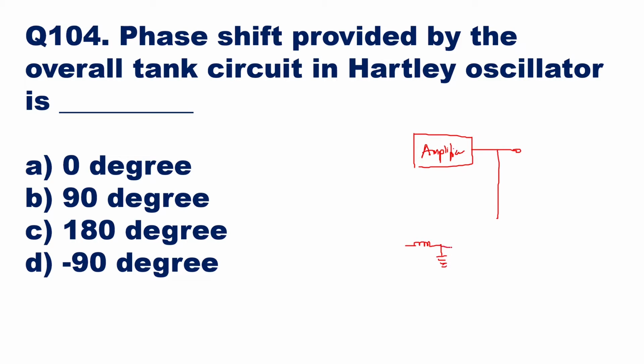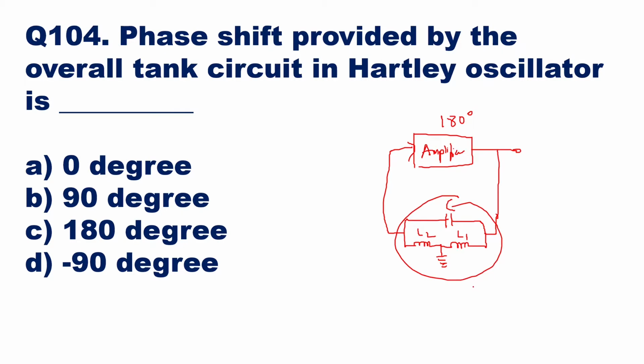This is ground, this is another inductance, and then you have a capacitance here, and this will be taken as your feedback circuit, and this feedback will go to the amplifier. So this is C, this is L1, this is L2. Now here this amplifier is going to introduce a phase shift of 180 degree, and this feedback network is going to introduce another phase shift of 180 degree, so that the total closed loop phase shift is 360 degree, and that will be taken as 0 degree, and that is taken as a positive feedback for this arrangement of oscillator, which is Hartley oscillator.